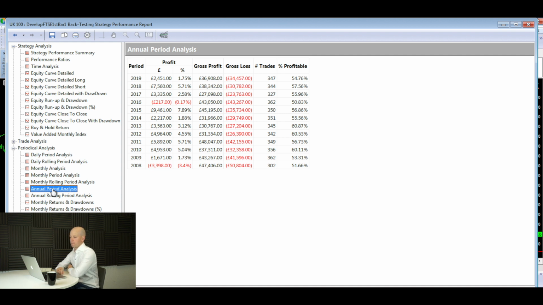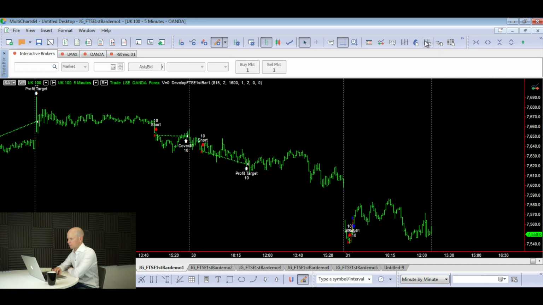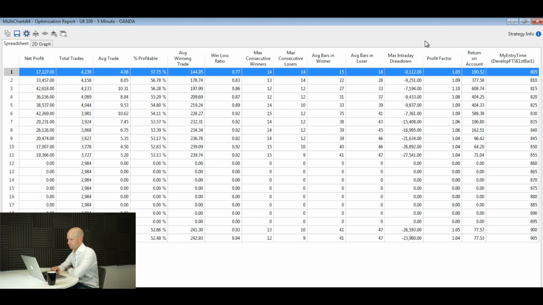We can see that apart from 2 years, 9 out of those 11 were making money. Okay, so not bad at all, and that's looking at the 15-minute bar. But I did a little optimization, like I said, using either the 5-minute bar or 10-minute bar, 15-minute bar, all the way through to the 60-minute bar. So let's have a look at the results from that optimization.